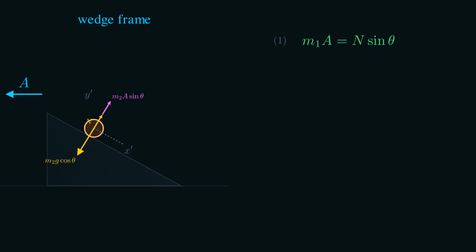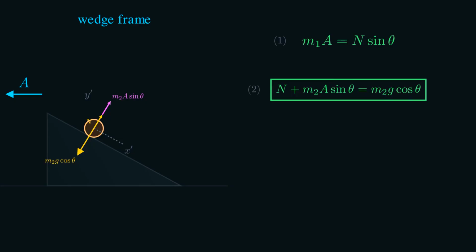Now let's just add up everything perpendicular to the surface. N plus m2A sin theta must balance m2g cosine theta. And there it is, our second equation. Now, along the incline the particle really is speeding up, that's its relative acceleration, aR, straight down the slope. But perpendicular to the surface? Nothing moves. It stays zero. And that, friends, is exactly why our perpendicular equation works so beautifully.